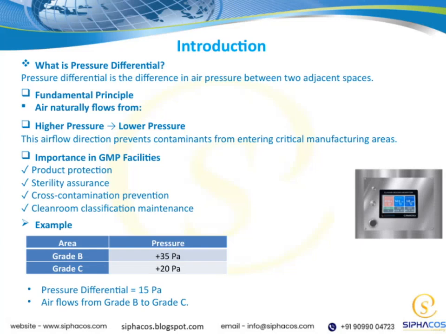Let's talk about pressure differential, a key concept in controlling airflow between cleanroom areas. Simply put, it's the difference in air pressure between two connected spaces. Air always moves from higher pressure to lower pressure. Here, grade B is at plus 35 pascals, and grade C is at plus 20. That means air flows from grade B to grade C. This flow is crucial. It keeps contaminants from moving into cleaner zones, protecting products, ensuring sterility, and maintaining the integrity of the cleanroom environment.